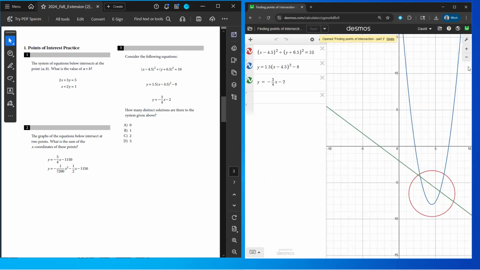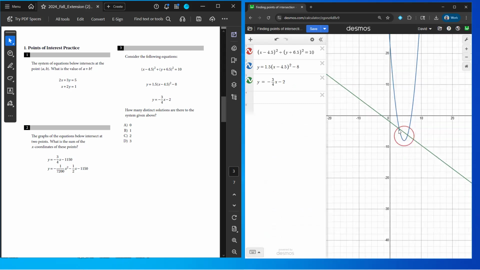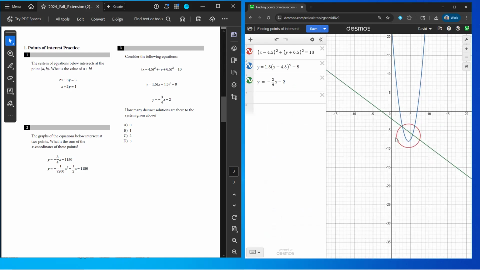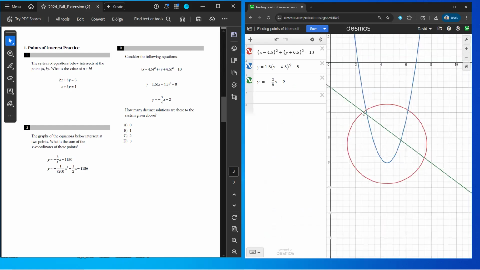Once again, you might need to press home screen to get back to the normal 10 by 10, or adjust the window as you need to. With this one, looking at it, and again, you can zoom out, it might look like there's one solution, so B, but by zooming in or adjusting the window, you can see that although there are lots of points of intersection, there's no place where all 3 of them intersect at one place. So the correct answer here is A, it is 0.